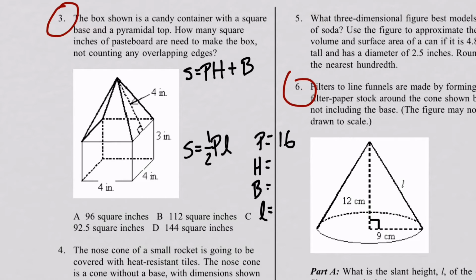So that is easy to figure out. The height is right here. The height of the prism is only 3 inches, so H is 3. B, that means the area of the base, right? This represents the area of the base.